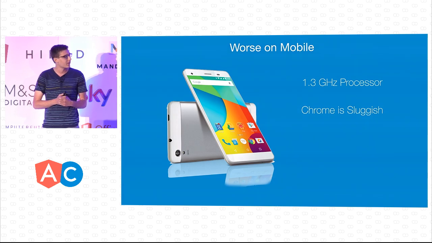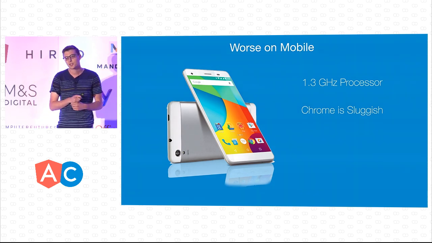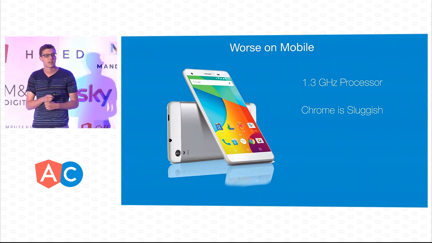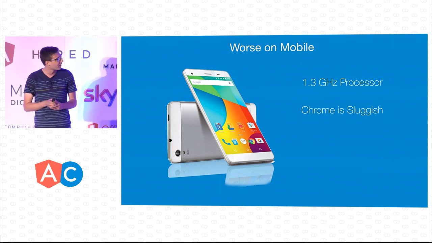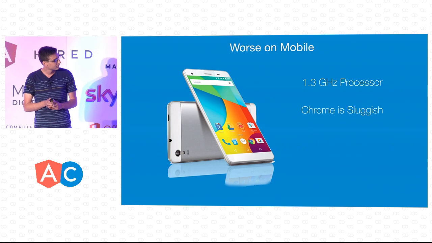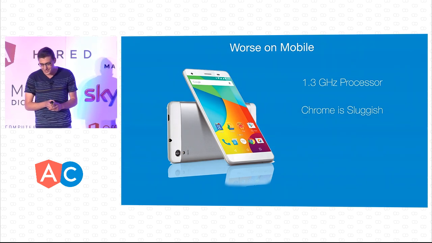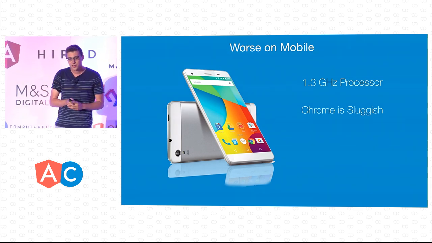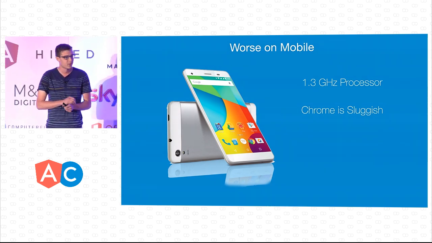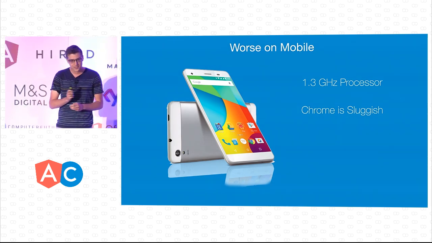This is the new Android One phone in India. It has a 1.3 gigahertz processor. At that speed, Chrome is pretty sluggish no matter what you're doing. And if you start doing something that's intended for a native application or something intensive, you're going to run into these performance problems pretty quickly. But there's something cool about this phone.